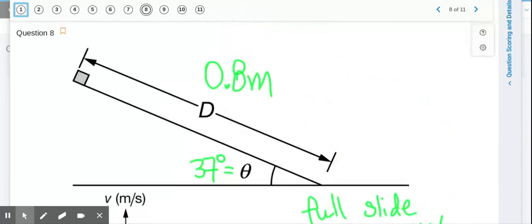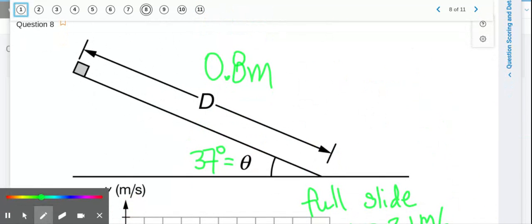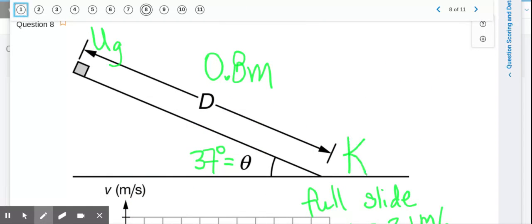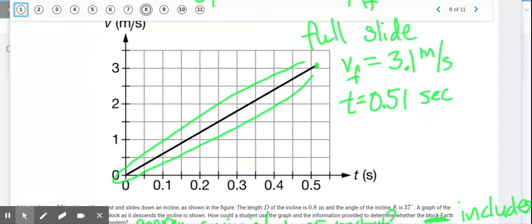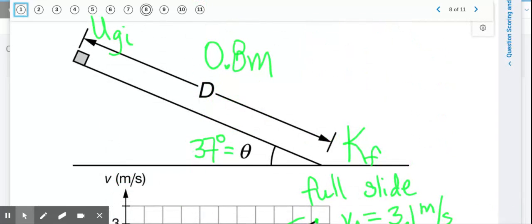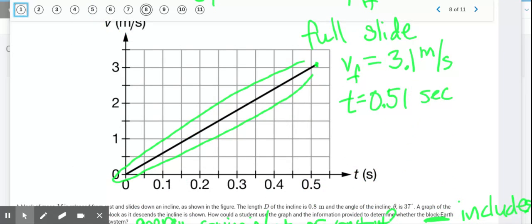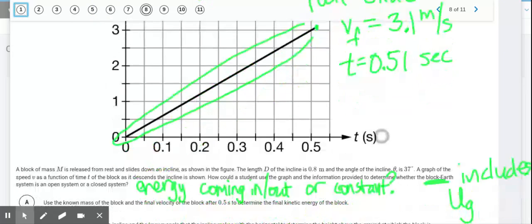So if we want to know if energy is conserved, we know up here, because it's released from rest, it only has gravitational potential energy, and down here, it only has kinetic energy. So here's what we've got to do. We need to see if this U_G initial is equal to K final. That's all. And if it is, great. So we have the information. Our final speed is 3.1. So we need to see if mgh, and we could figure out the h, because we've got 0.8 sine 37, is equal to 1/2 mv squared, the v being 3.1.